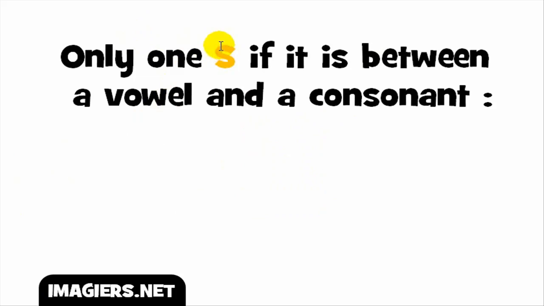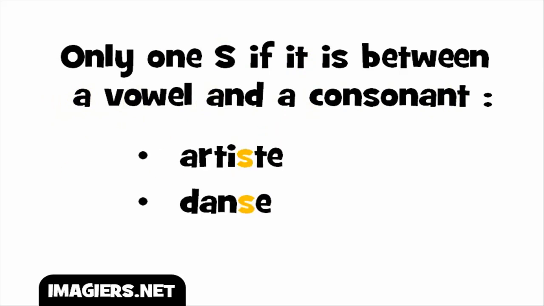And now, second possibility to write the sound S is here. Only one S if it is between a vowel and a consonant. So let's see a few examples now. Okay, here you see that you've got this E vowel before, and then you've got the T, so a consonant here. Okay, and then between them you get S. Okay, so you will get the sound artiste. Okay, so you can hear that it's really a s sound, artiste.